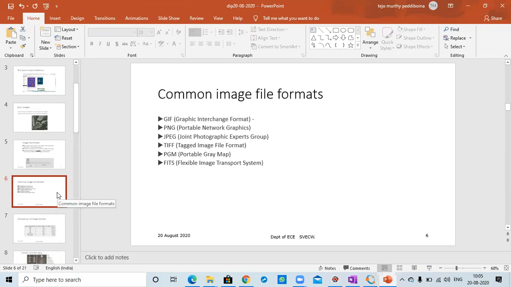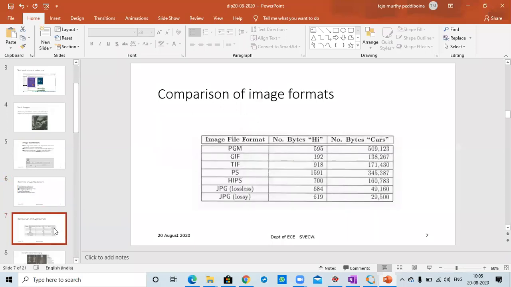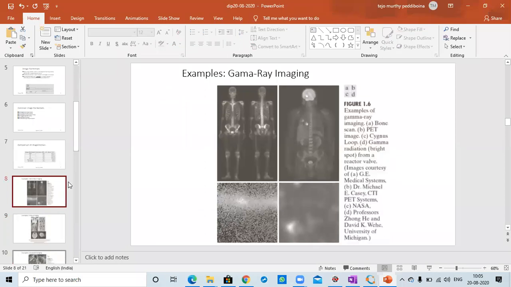In most cases we are going to use JPEG and PNG formats only. The remaining ones we sometimes use for different applications. Depending on the application, we use different types of formats. As we go through this course, we will come to know for what application we will use which types of formats. In JPEG also we have lossless and lossy formats. So now we will continue with today's session.